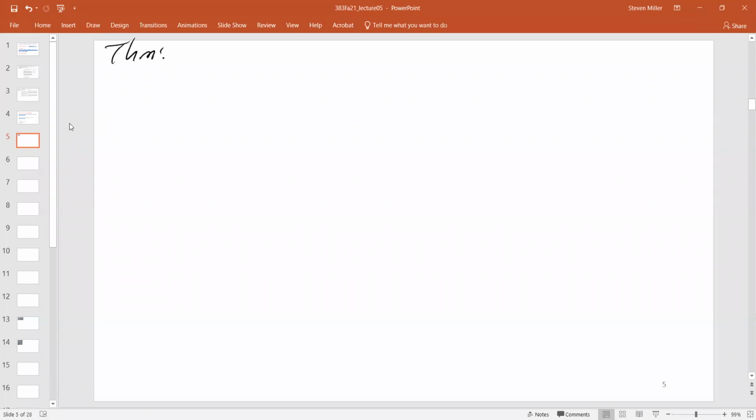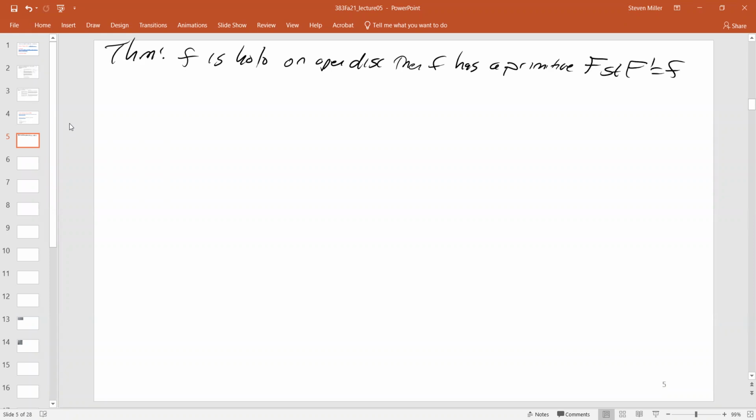Right. So theorem. F is holomorphic on an open disk. Then F has a primitive, big F, such that big F prime equals little f. We're actually going to prove this in a really nice way. We're going to prove this by constructing the primitive. So if we actually construct the primitive, then here's our function. So this is a constructive proof.